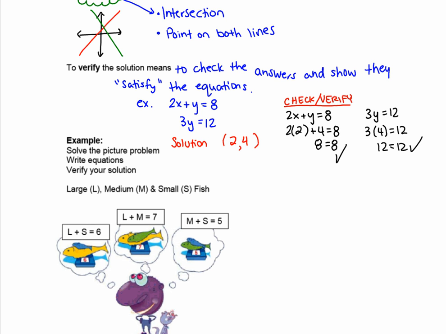I sub in my answer to the equations that were given and prove that it actually works, that that's the solution. That point is on both lines. It works for both. It satisfies both. See, if I sub in a point that's only on one of the lines and not on the other, it'll work in one of them, but not the other.